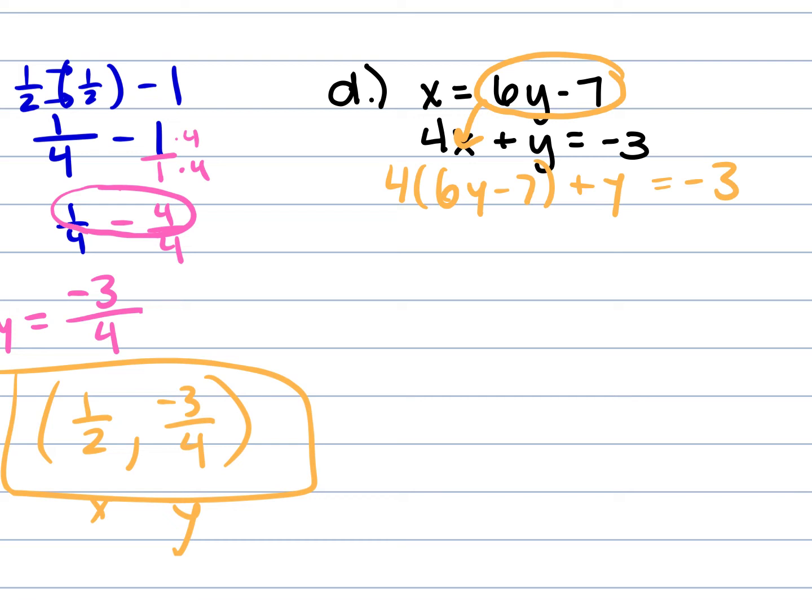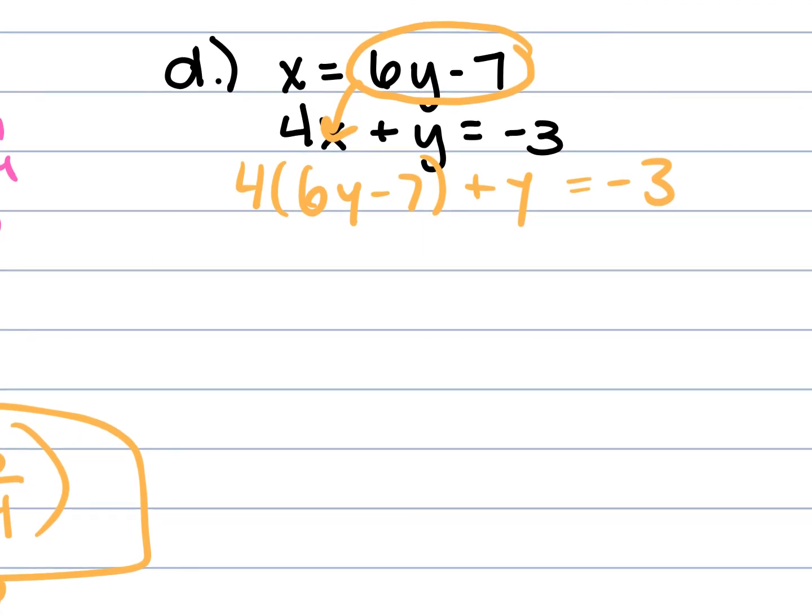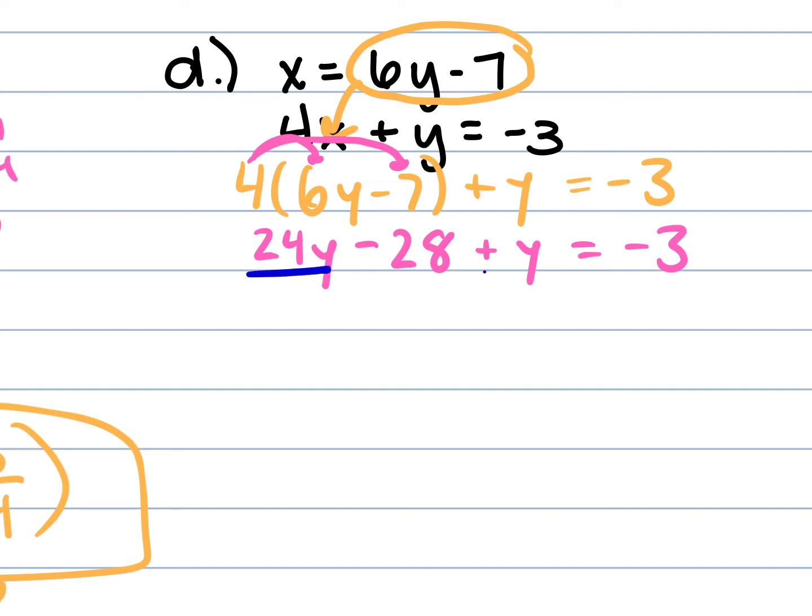And every time we plug it in, make sure you plug it in with parentheses. Because what do I have to do next? Distribute. So that 4 gets distributed to the 6y and the -7. So 4 times 6y is 24y, and 4 times -7, -28. What can I do next? Combine like terms. So I have 24y plus y. So what would that be? 25y minus 28 is equal to -3.